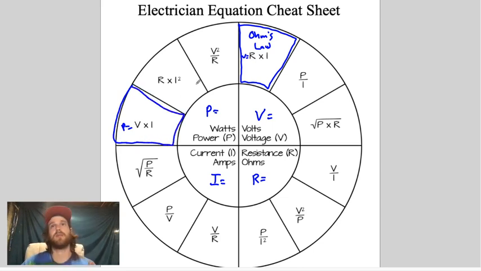So what's your assignment? Your assignment actually is the rest of these equations. All of these equations come from these two equations being rearranged. So you can take these two equations and do some math, and you can get all the rest of these other equations.